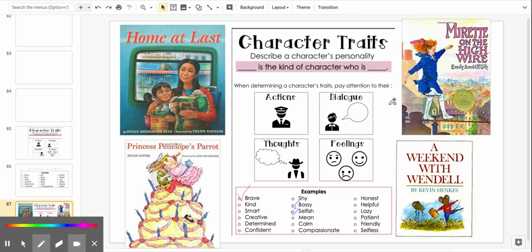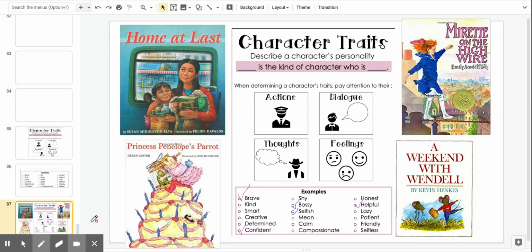Now think back to Moret on the High Wire. Moret saw the man in the courtyard tightrope walking, and she wanted to do it too. She had to practice and practice and practice to the point where she became very confident in what she was doing. And she was then also helpful because she was able to help him out on his big walk across the buildings.